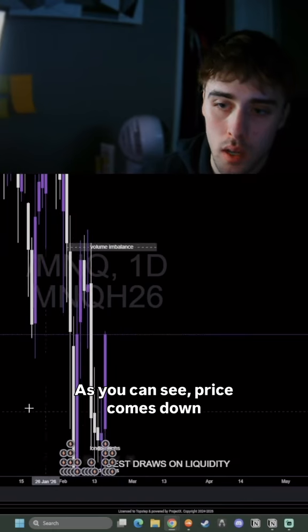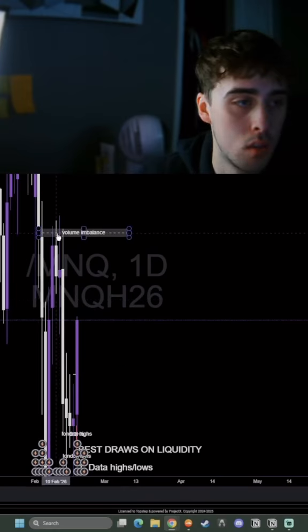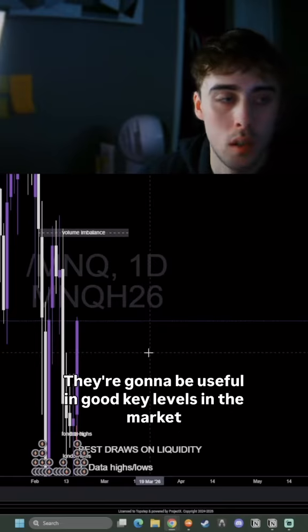As you can see, price comes down, actually taps another volume imbalance before coming up higher and hitting this imbalance, respecting it perfectly and coming back lower. If you ever see these, mark these out. They're going to be useful and good key levels in the market.